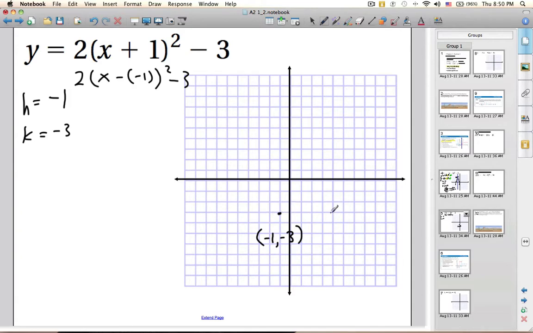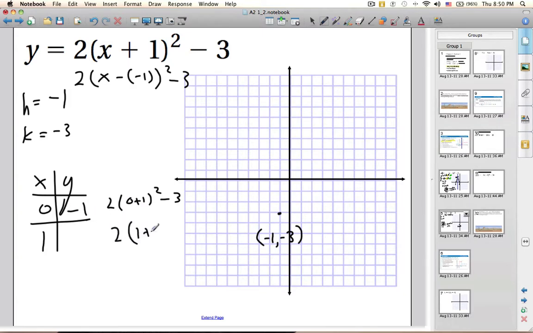I'm going to pick 2 points to the right or 2 points to the left. I like 0 and 1, so I'm going to pick that. Equally, I could do -2, -3. I get the same results. When I plug 0 in here, I'll have 2 times 0 plus 1 squared minus 3. 0 plus 1 is 1. 1 squared is 1. Times 2 is 2. 2 minus 3 is -1.